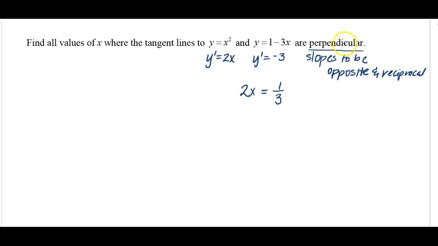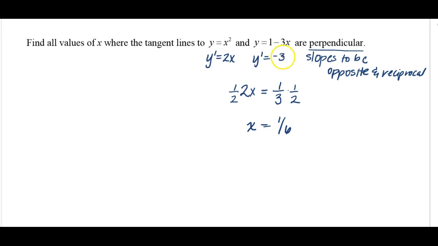So again, perpendicular lines have slopes that are opposite reciprocal. So we're going to set 2x equal to 1/3, and then we're going to solve for x. So of course we can just divide both sides by 2. I'm going to think about that as multiplying by a half since I have a fraction on the other side. And I end up with x equals 1/6.